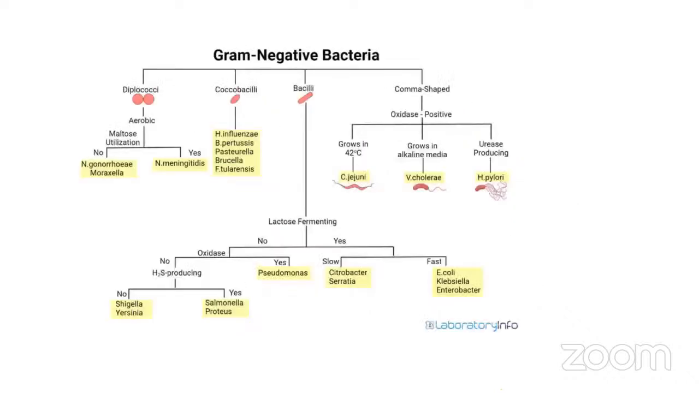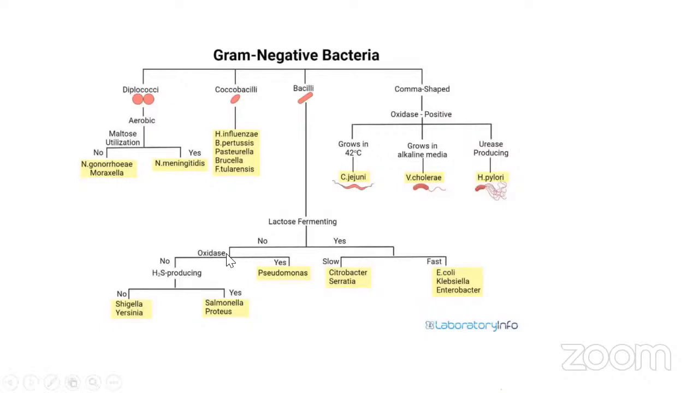On the gram-negative side of things, we have this algorithm that was traditionally used. After you've gram stained, you can see whether they are diplococci, and then depending on whether they ferment maltose, you can tell: if they do ferment maltose, then it is Neisseria. If they don't, then it is gonorrhoeae or Moraxella. If you look at the shape of the bacteria and it is coccobacilli, then the options are Haemophilus, Bordetella, Pasteurella, Brucella, and so on.